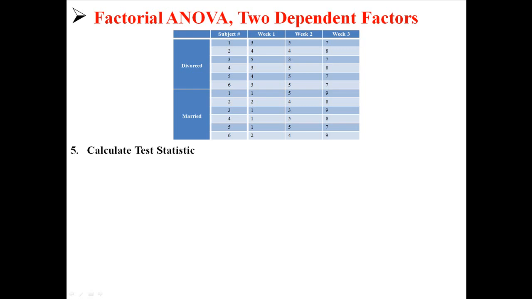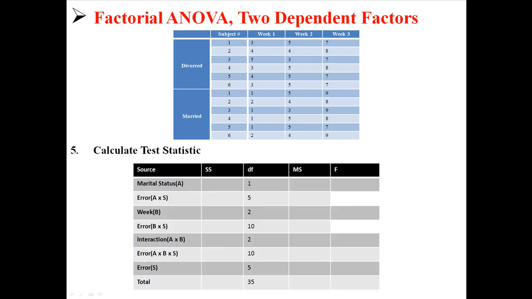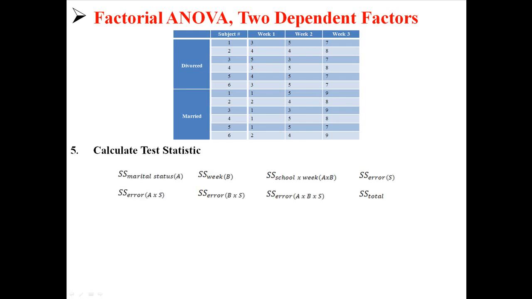We're going to calculate our test statistic now. So realize we have this table. We need to find 8 different sums of squares. We need to find A times B, the 4 different error terms, and the total. It's a pain, so let's get started.